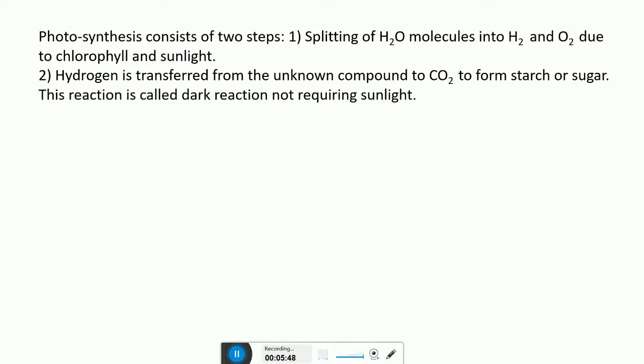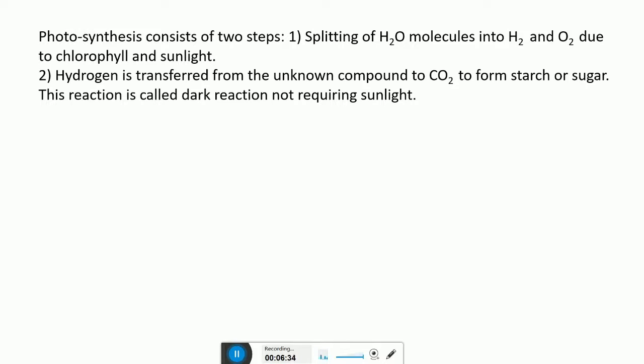Photosynthesis has two main steps. First step is splitting of H2O molecules into H2 and O2 under the influence of chlorophyll and sunlight. So this phase of reaction is called light reaction. In this phase, light absorbed by chlorophyll causes photolysis of water, O2 escapes and H2 is transformed into some unknown compound. Thus solar energy is converted into potent chemical energy.